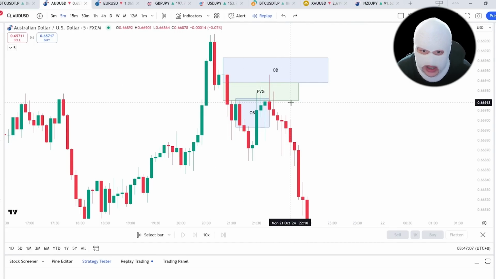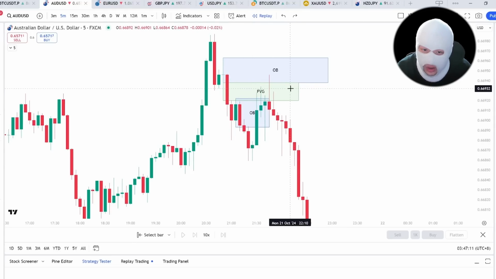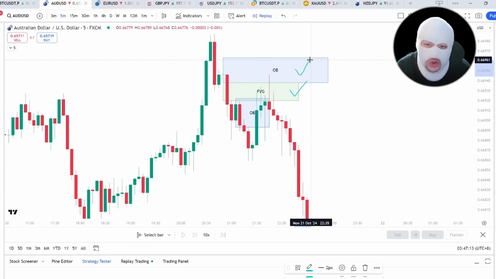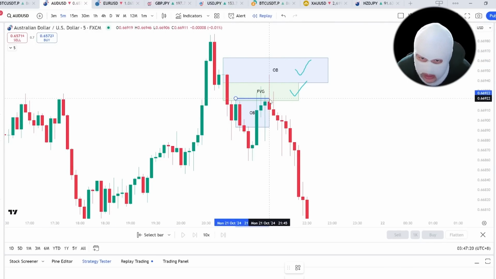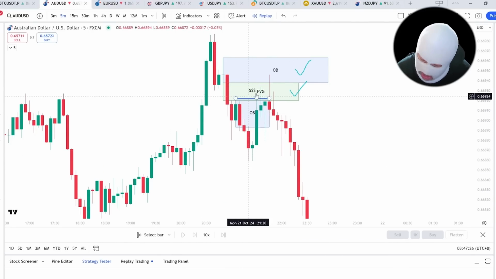When you see this kind of scenario happen, a fair value gap and another order block close to the first one, we don't consider this break higher as a valid change of character, since there is a high probability that this move is just a liquidity grab and does not necessarily mean a reversal is coming just yet.